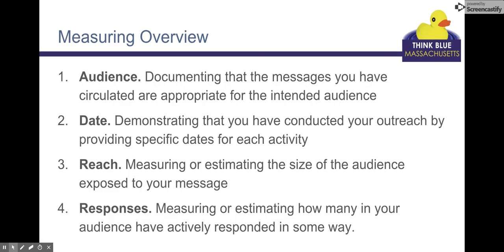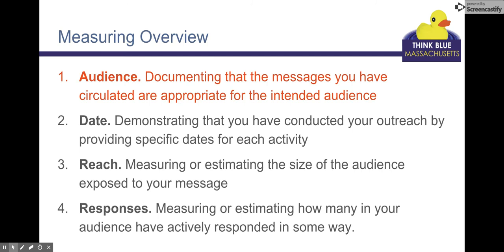So when you're measuring and demonstrating the progress, there are basically 4 things that you can define and report to the EPA. And the first is the audience. The second is the date. The third is the reach. And the fourth is the responses. So let's start with the audience.